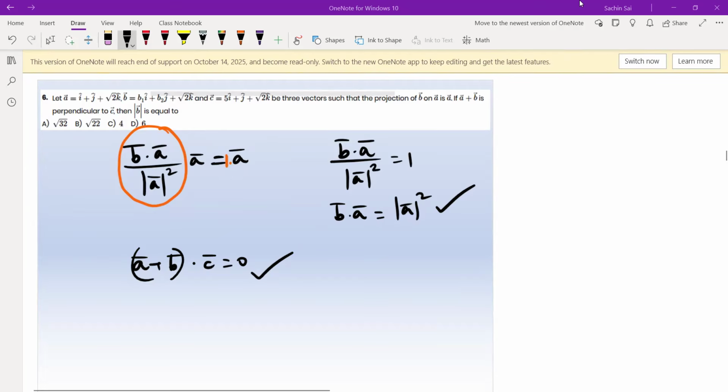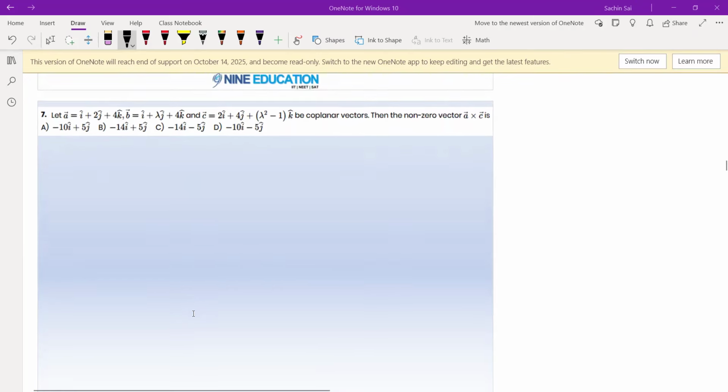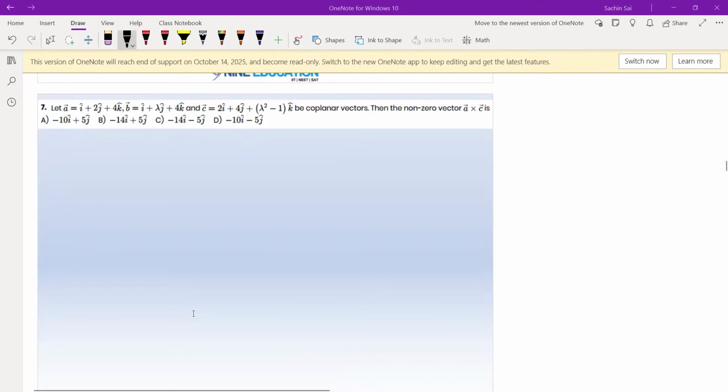So let us move to the next question here. Question 7: a bar, b bar, c bar are coplanar vectors. So what is the condition for three vectors to be coplanar? It is that the box product of a bar, b bar, c bar is 0. And here the three vectors are given in terms of i, j, k, which means to calculate the box product, you just need the determinant of the coefficients.